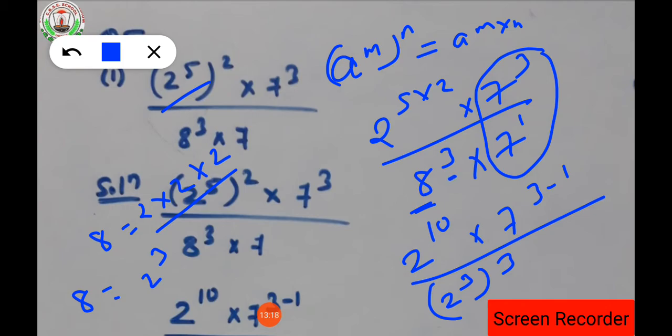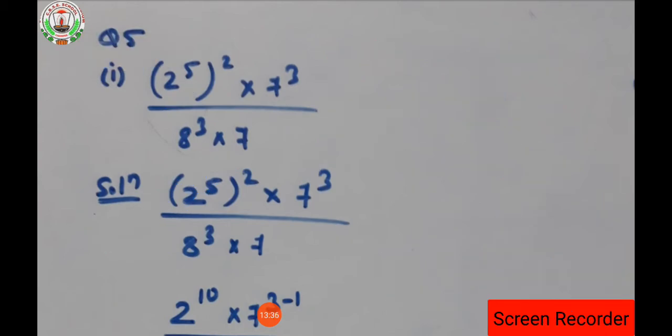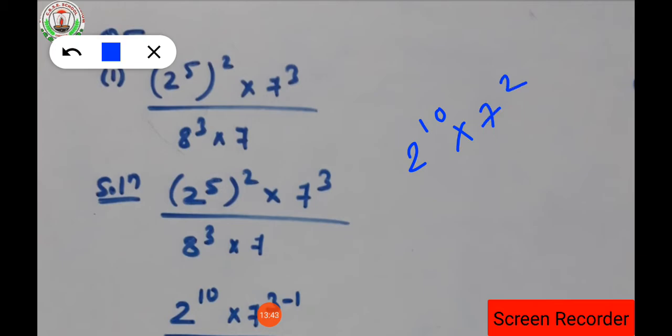Because 3 is already present in the question, that's why. Clear? Now again using the laws of exponents, 3 into 3 becomes 9, isn't it? So here we have 2 to the power 10 into 7 to the power 2 upon 2 to the power 9. Clear up to here? So what is the equation we have got here? 2 to the power 10 into 7 to the power 2 upon 2 to the power 9.